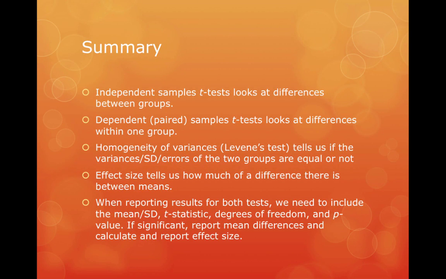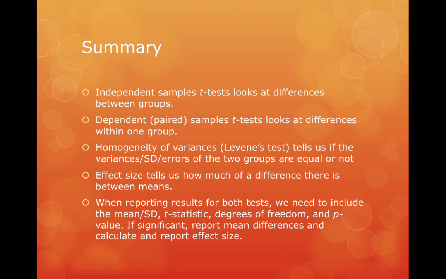Alright, so to summarize, independent sample t-tests look at differences between groups, whereas dependent or paired sample t-tests look at differences within one group. Homogeneity of variances, which is one of our assumptions for independent sample t-tests and is also known as Levene's test in our SPSS output, tells us if the variability, your variances essentially, of the two groups are equal or not. The effect size elaborates more on our conclusions and tells us how much of a difference there is between our means.